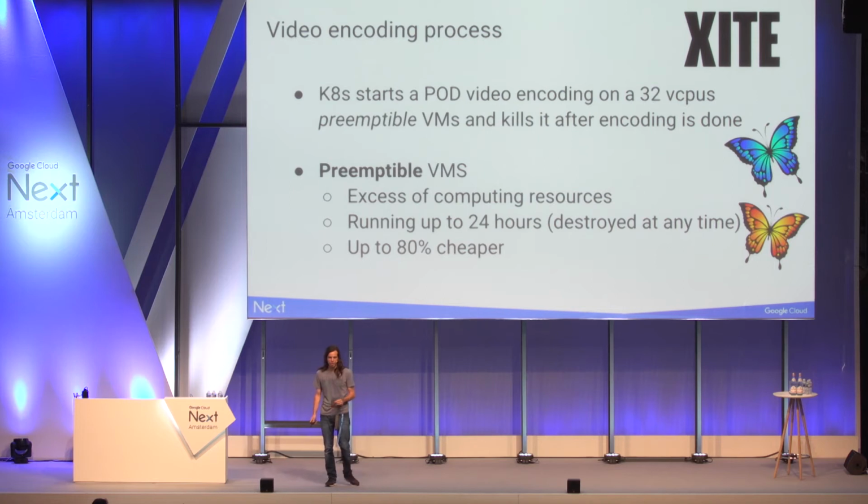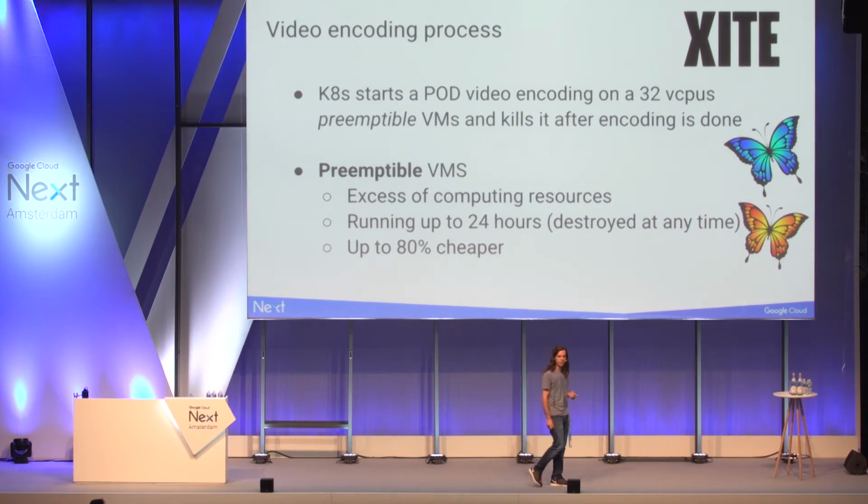So I will talk to you now about how we do encoding videos on Kubernetes and Google Container Engine. Actually, our encoding process is very efficient. Every time we need to encode a new video, Kubernetes starts a pod, an encoding pod, on a preemptible VM with 32 vCPUs, and the only job of this pod is to encode that specific video. When it's done, Kubernetes will automatically destroy the pod and also the preemptible VM.